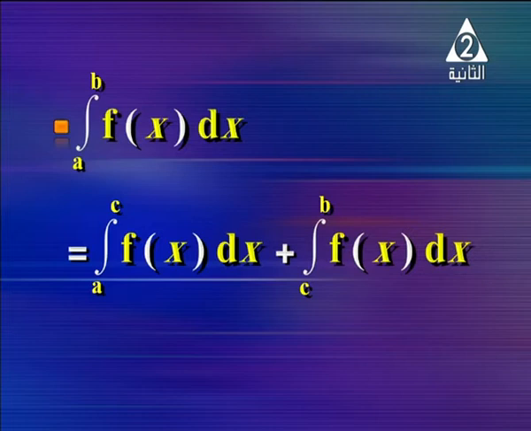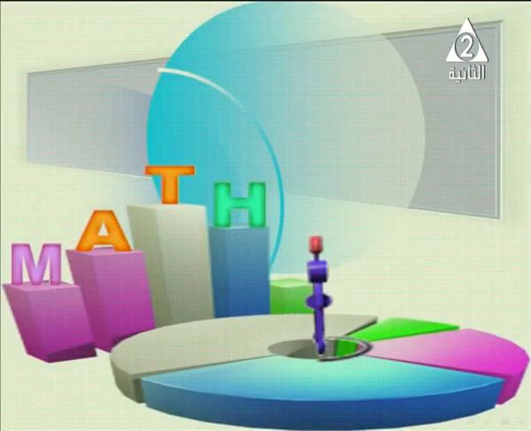Remember, dear student, this rule is very important. If you have a point c that belongs to the open interval a, b, then the integration from a to b of f of x dx equals the sum of two integrals of the function f of x dx: the first integral is from a to c, and the second integral is from c to b, of this function f of x with respect to dx.